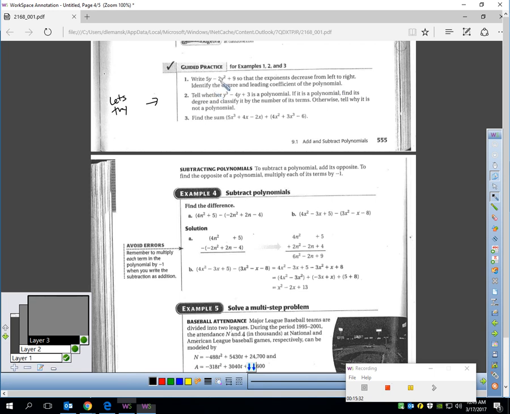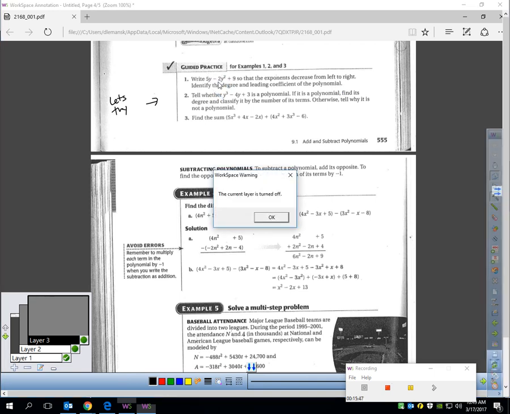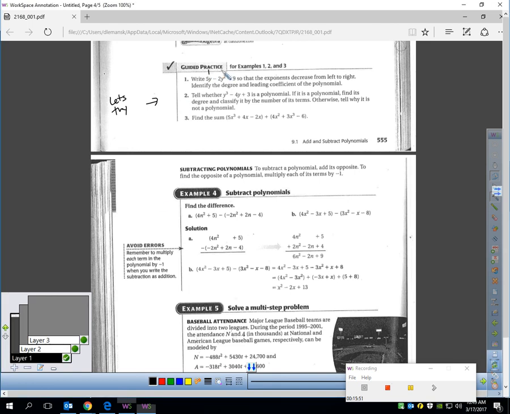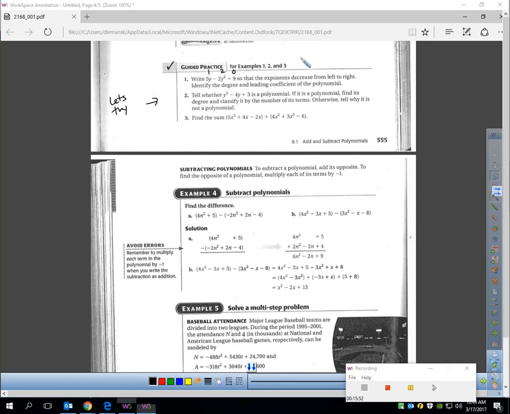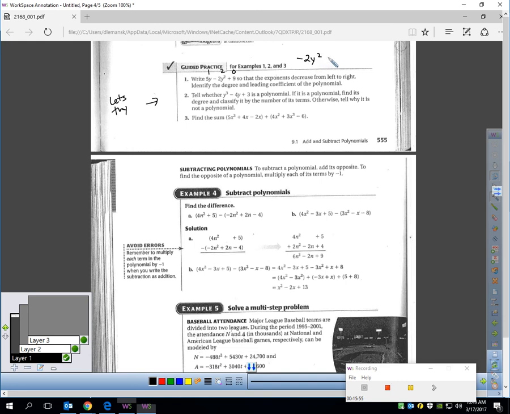Okay, we're back. This is first degree, the middle term is second degree, and the last term is 0 degree. So I should write negative 2y squared plus 5y plus 9. The degree is second degree, and the leading coefficient is negative 2. So it's second degree because that's the highest degree, and the lead coefficient, you can see here, is negative 2.